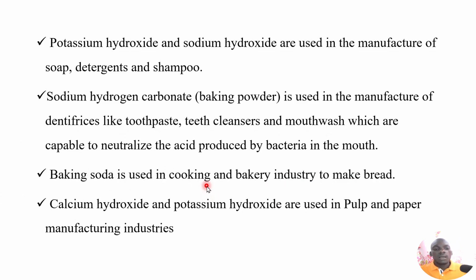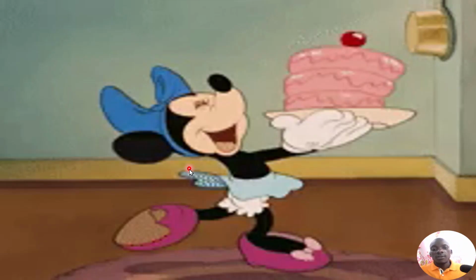Alright, we can say that calcium hydroxide and potassium hydroxide are used in pulp and paper manufacturing industries. So in industries that produce papers or books, we do use calcium hydroxide and potassium hydroxide. So this one is very, very important and economical.